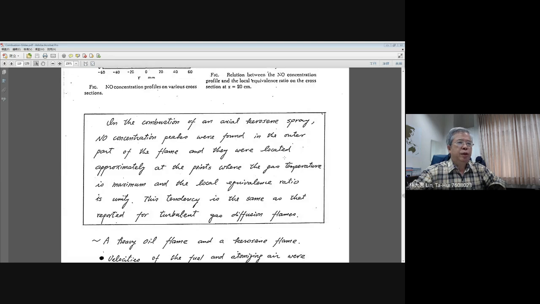Therefore, they give a conclusion here. They say in the combustion of an actual kerosene spray, NO concentration peaks were found in the outer part of the flame, and they were located approximately at the points where the gaseous temperature is maximum and the local equivalence ratio is unity. Okay, and this kind of condition can be confirmed by looking at the situations for the gaseous diffusion flame. And this tendency is the same as that reported for the turbulent gaseous diffusion flame.